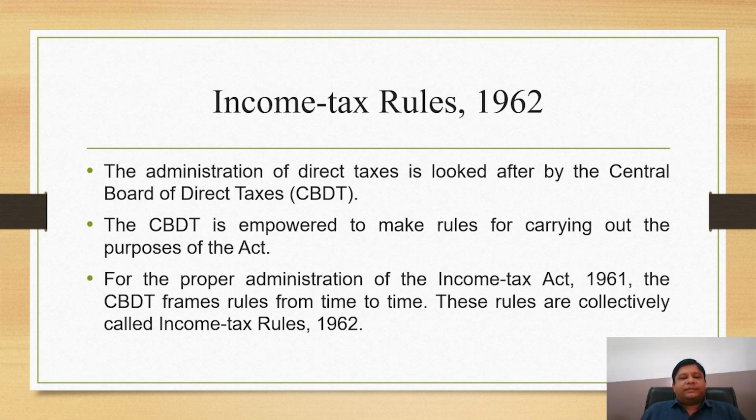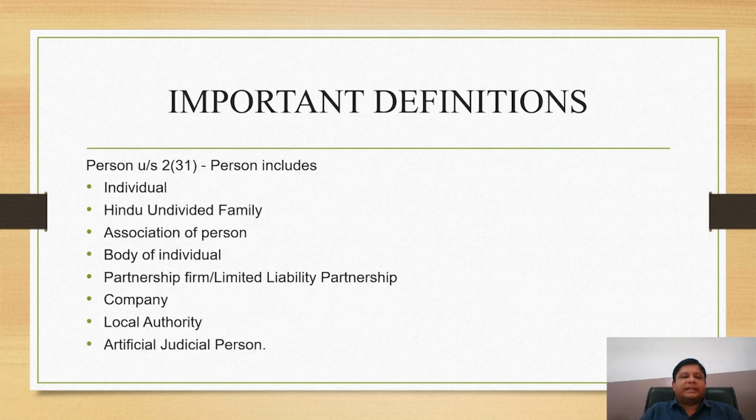So moving further, we would like to discuss the Income Tax Rules 1962, various rules. The administration of direct taxes is looked after by the CBDT, the Central Board of Direct Taxes. For proper administration of the Income Tax Act 1961, the CBDT frames rules from time to time. These rules are collectively called the Income Tax Rules.